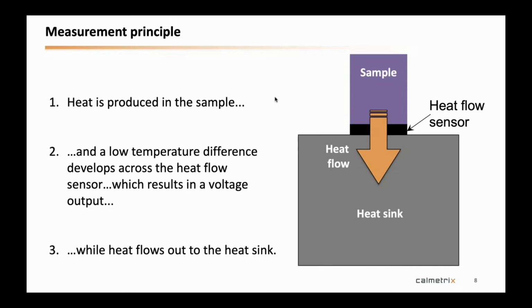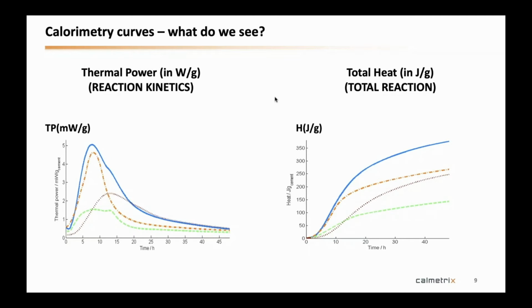And as we measure that, we get some nice curves. These are the typical curves that you would see for cement-type materials. On the left-hand side, you can see thermal power curves. That's heat flow. Heat flow or thermal power is measured in watts or milliwatts or microwatts per gram. And it shows you essentially the reaction kinetics. It's a very, very useful way of looking at something.